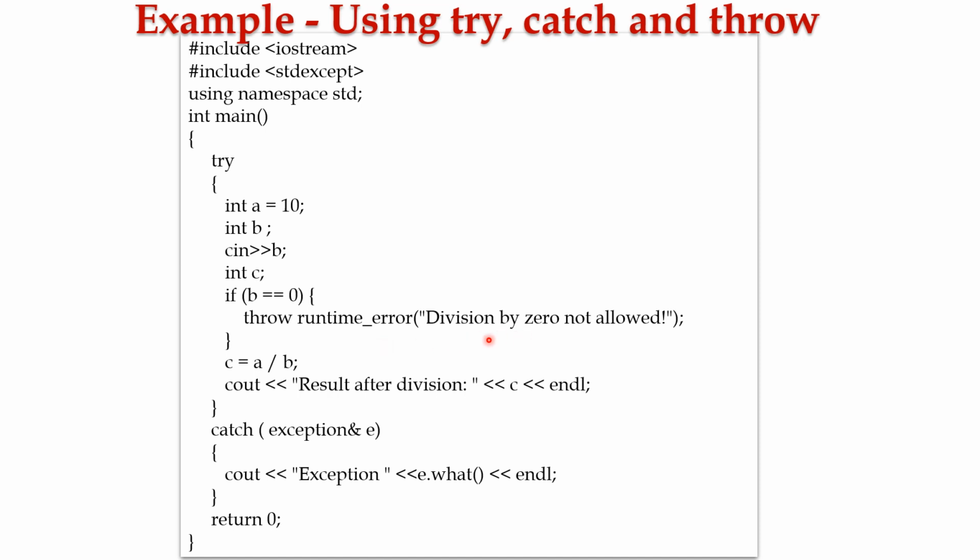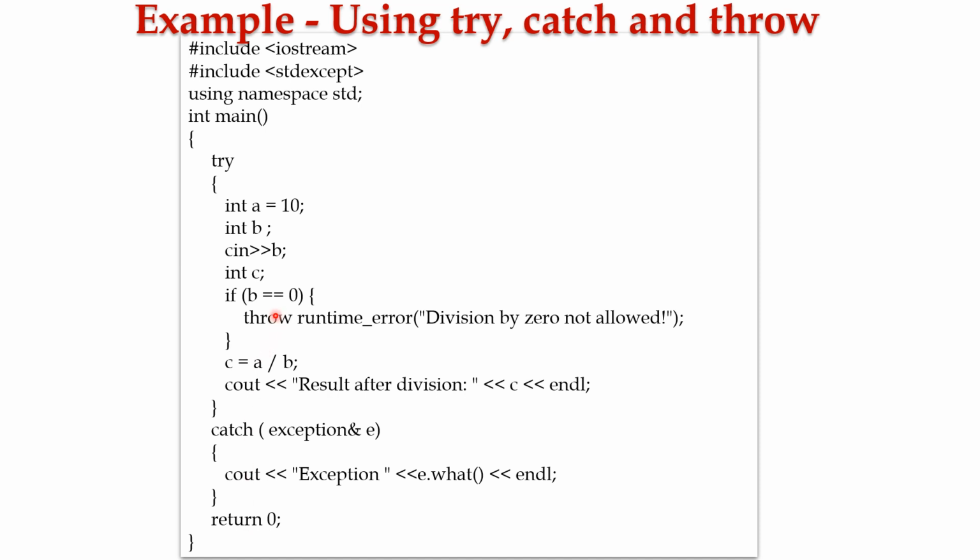Now the control moves to the catch block. The catch block receives the exception object. It executes its cout statement and displays the message "exception", and it also displays e.what(). That is, it represents the message which is thrown from the try block, that is, division by 0 not allowed. And then it executes return 0, which implies the successful execution of the code.